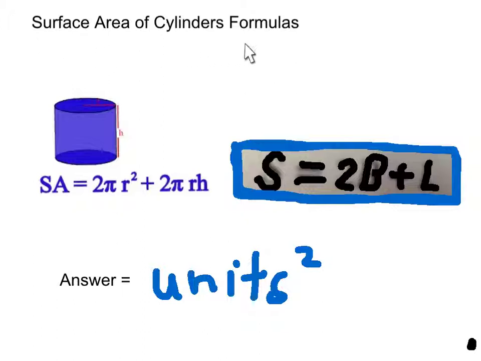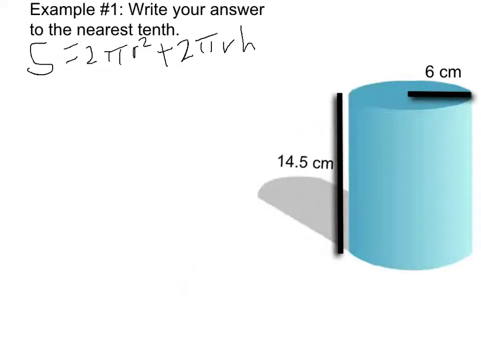Here are the surface area formulas. The one we will be using is S equals 2 pi r squared plus 2 pi r h. The other one is S equals 2 times the area of the base plus the lateral area. The answer will be your answer and then units squared. Now let's do some problems using surface area.